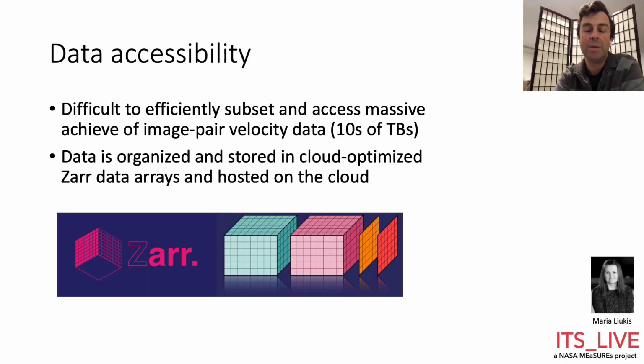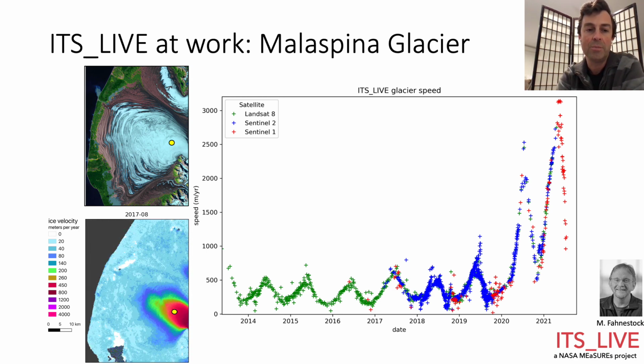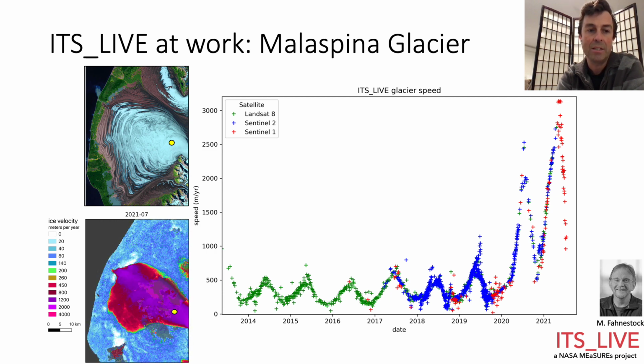But we're also spending a lot of effort developing cloud efficient data cubes. We're working with a new format called Zarr format, which is a cloud optimized gridded data format. And this allows us to do all sorts of really cool things. Once it's implemented correctly, we can store the data on the cloud and we can rapidly access it. Here's just an example of one location for the Malaspina Glacier. There's about 30,000 image pairs that went into making this image at the bottom there.